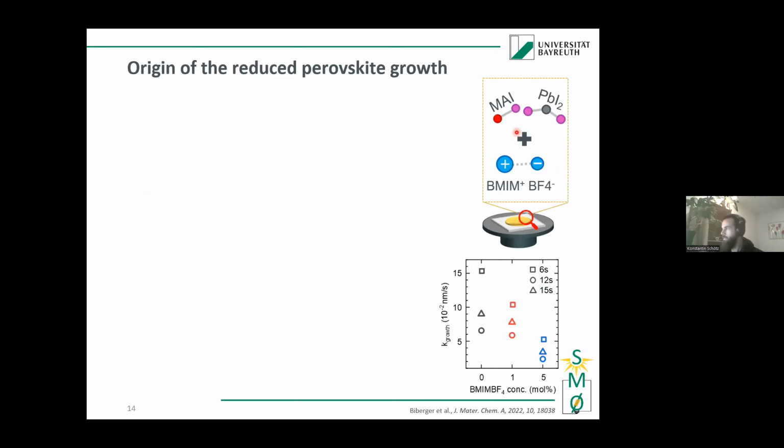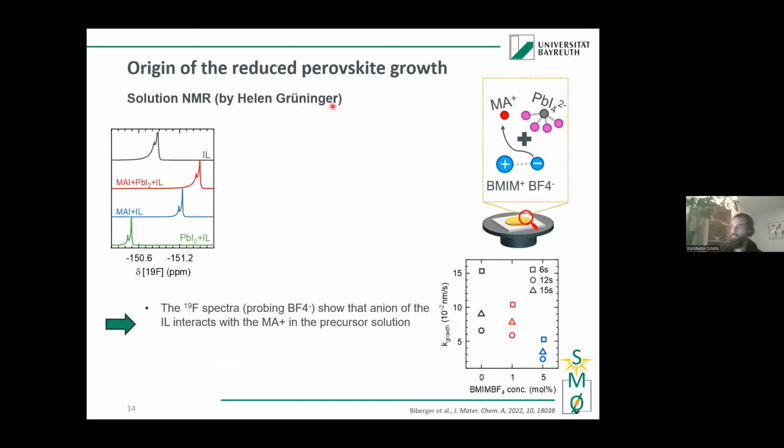As you may know, if we put MAI and PbI2 in the solution, they don't stay MAI and PbI2, but are rather present as something like MA+ and some iodoplumbate complexes like PbI4 2-. And now, one way to check the interaction of the ionic liquids, since we have ions here and ions here, is to do solution NMR. In this case, they were performed by Helen Grüninger, also from the University of Bayreuth.